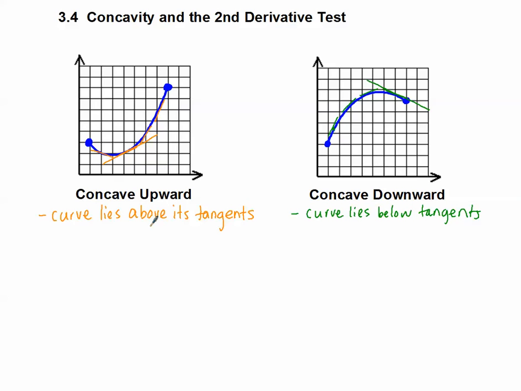Let's explore more of what this can tell us about a function. If I look at each of these tangents, the slope of the first one is a negative slope. Then it's a positive slope. As I move to the right, it becomes steeper, more positive, and then more positive. So what's happening to the slopes of these tangent lines? They are increasing. The slopes of the tangents are increasing.